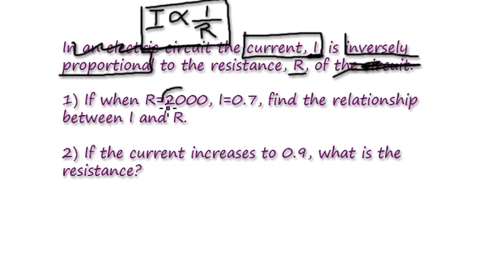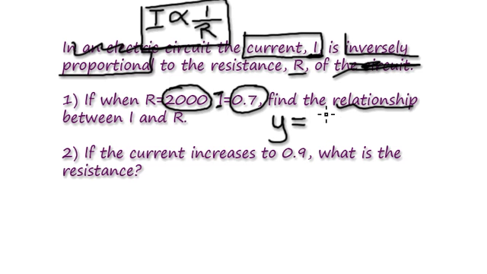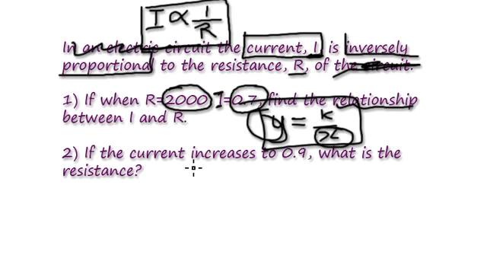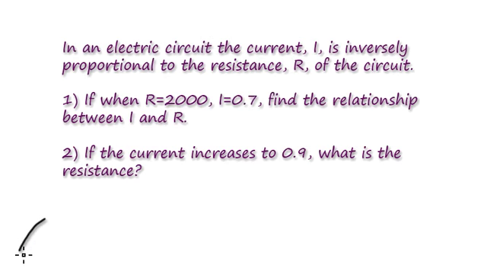And then here, when the resistance is 2000 or whatever, the current, capital I here, is 0.7. So find the relationship. What they mean by find the relationship is they want you to write it in the form of y equals k over x. They want you to find the equation that connects x and y. Okay, and then answer this question here. Anyway, press pause and have a go.